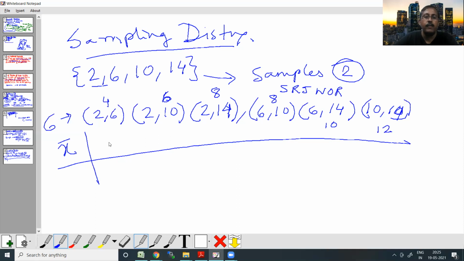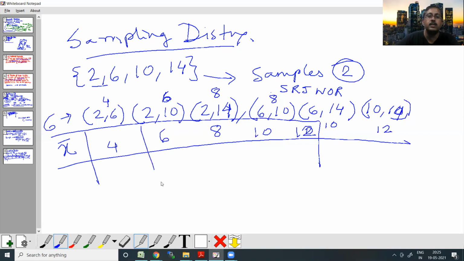Now, if I put it here, so 4, 6, both of these will come here, 8, 10, and 12. These are the different values in the sampling distribution or the probability distribution. If now I have to calculate the probability.